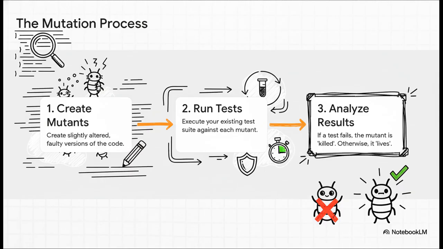The process itself is pretty straightforward. So a tool will automatically go through your code and create tons of these mutants by making tiny changes, flipping a greater than to a less than, or a plus to a minus. Then you run your whole test suite against every single one of those broken versions. If one of your tests fails, that's a good thing. It means your test caught the bug, and we say the mutant has been killed.